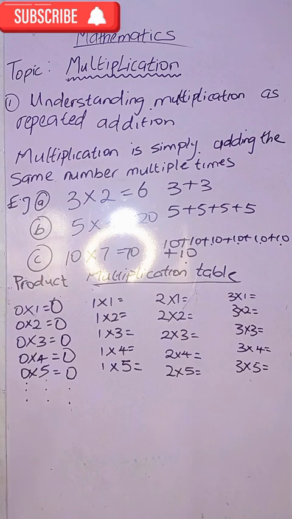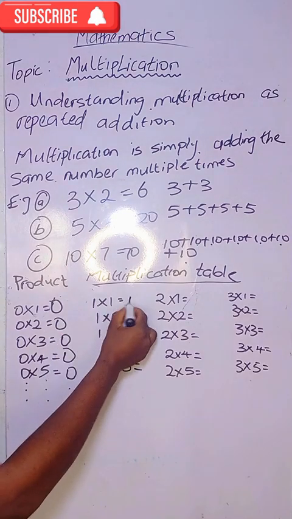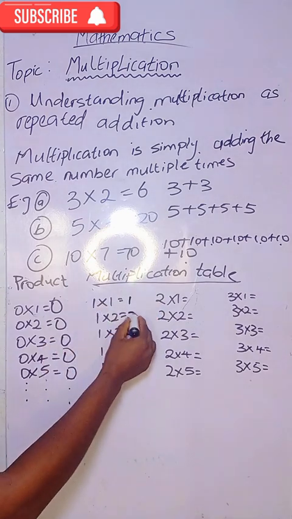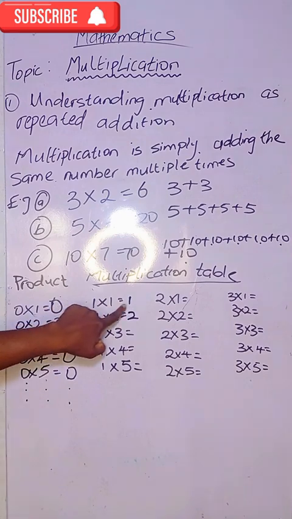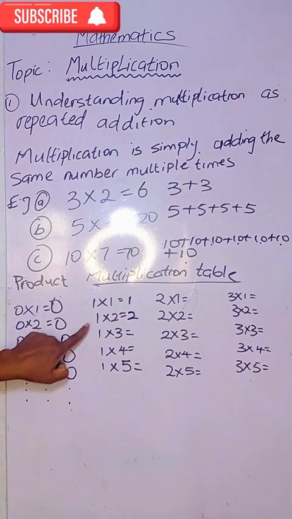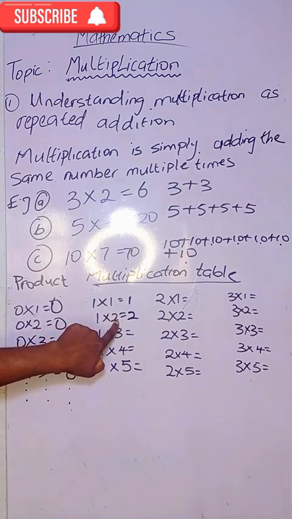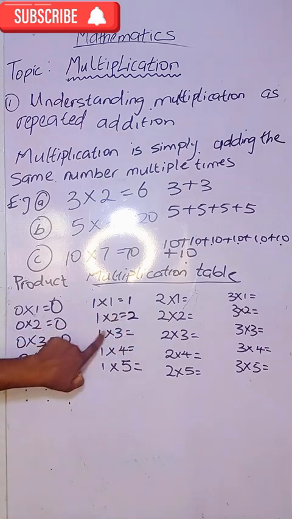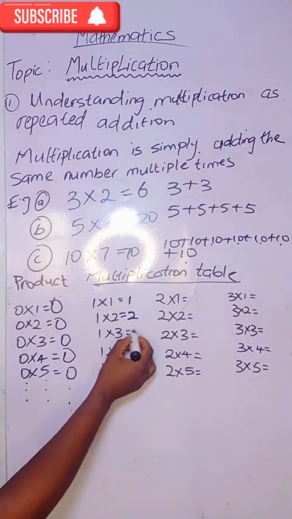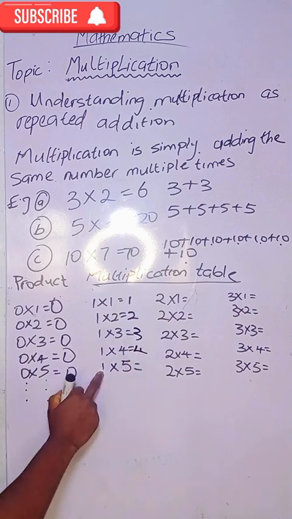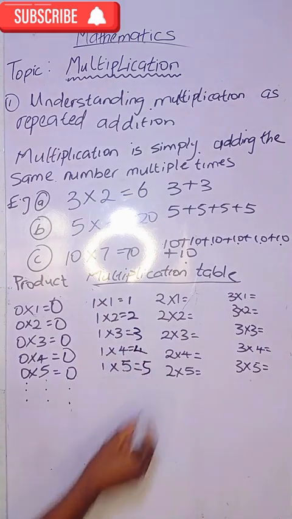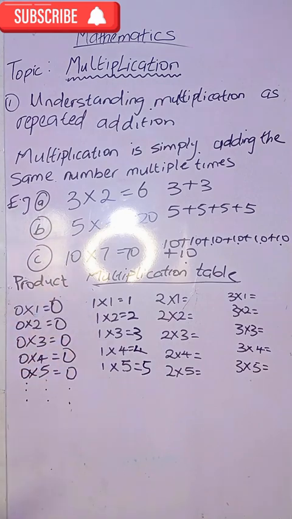So let's go to the next one, which is 1 times table. 1 times 1 gives us 1. 1 times 2 gives us 2. Can you observe something? 1 times anything gives us that thing. So when we have 1 times 2, it gives us this 2. 1 times 3 gives us this 3. 1 times 4 gives us this 4. 1 times 5 gives us what? 5.